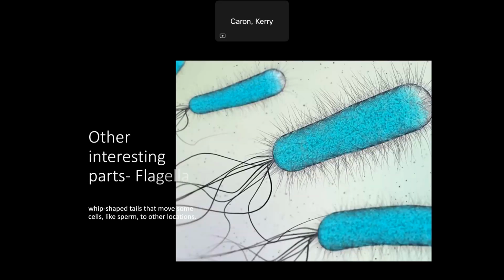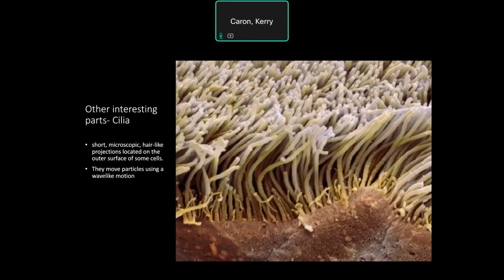Okay. Your flagella, only some cells have these. They're like tails that whip around and help cells move. Sperm would be an example of this. They have a flagellum. Cilia. Some cells have cilia, or hair-like projections on their outer surface, and they move in wave-like motions. They might be lining the nasal cavity, trying to get smoke or dust or debris out of the nasal cavity.